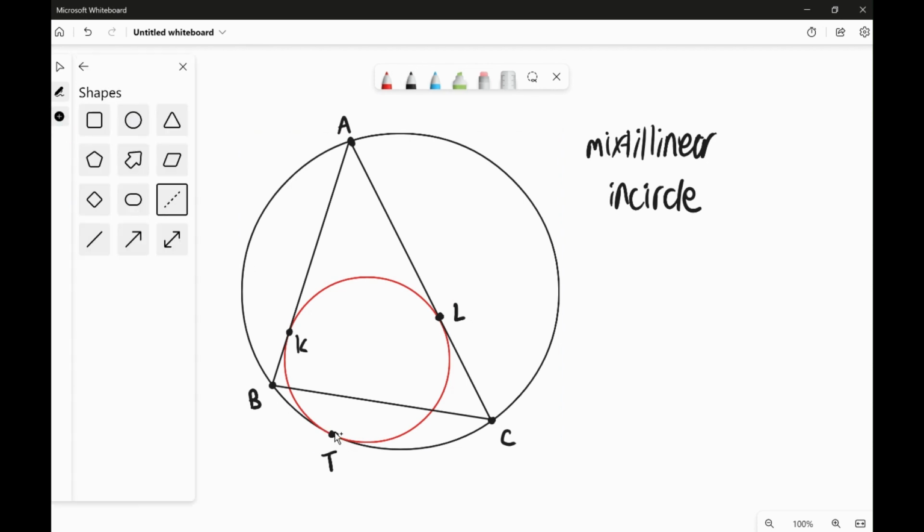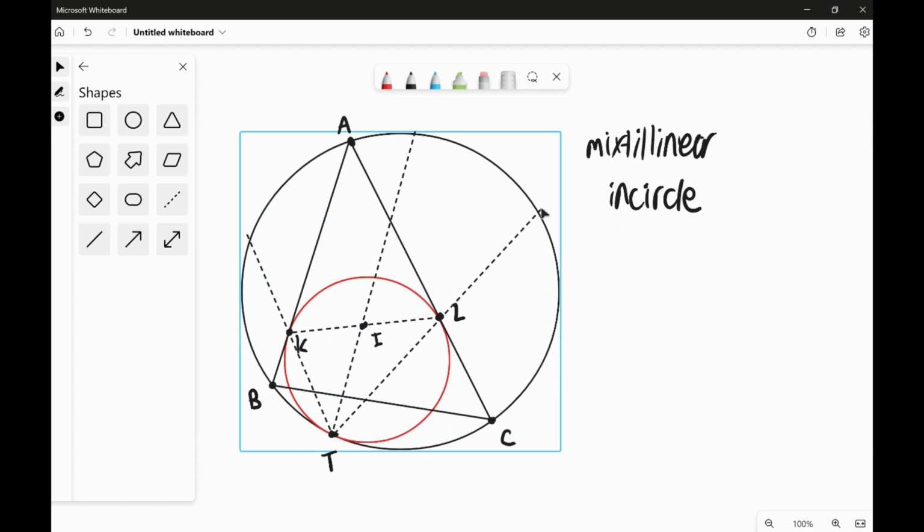Well, if we draw the line TK, and we're gonna prove this in the video, and then we draw the line TL, and we also draw this line here, and we let the midpoint of this segment be, suppose I, and we extend TI to hit the circumcircle here, then it turns out that these 2 points are the midpoints of the arcs AB and AC, not containing these points over here. So these arc lengths here are equal, and so are these.